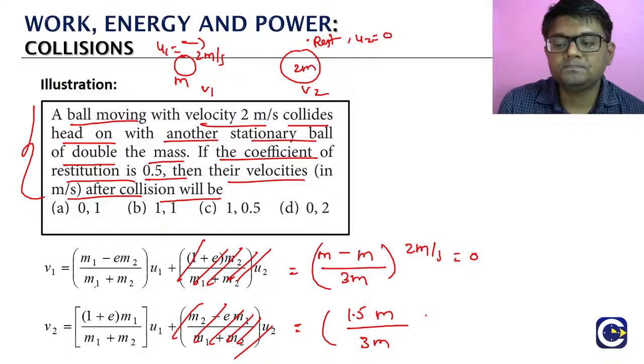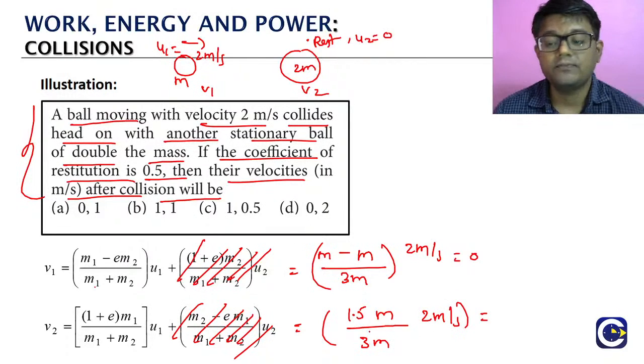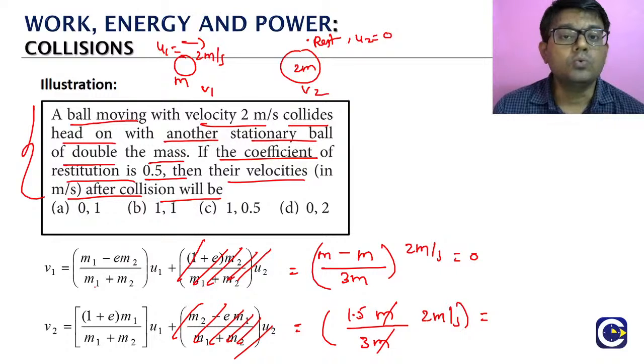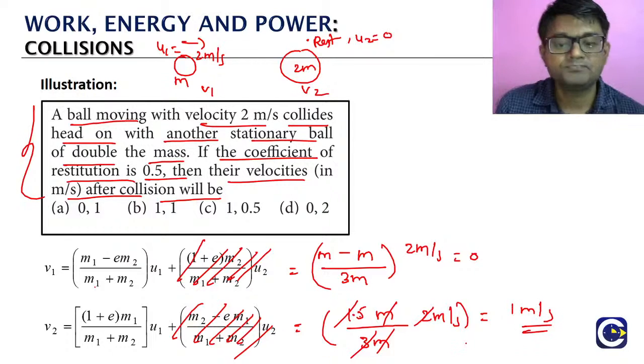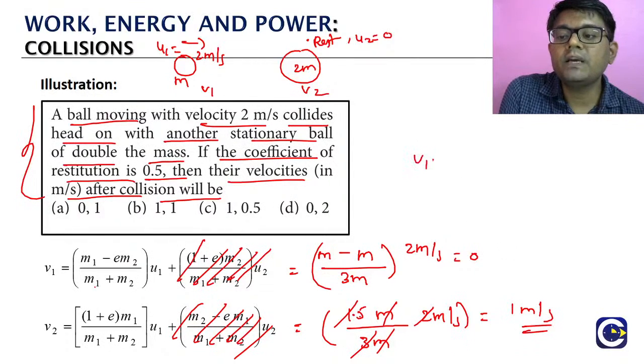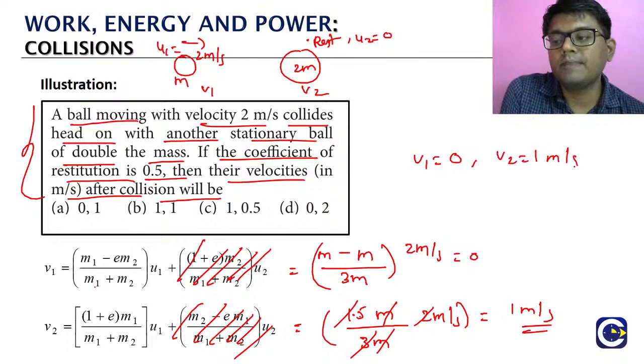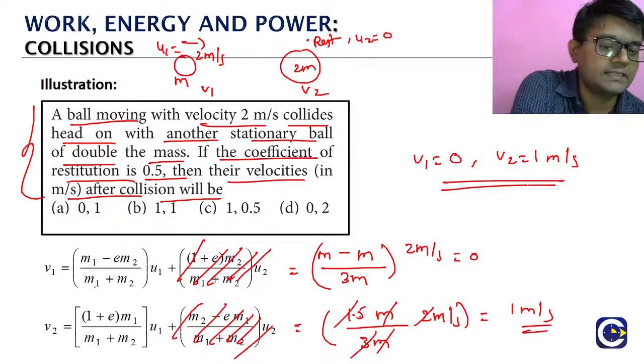What is U1? 2 meter per second. So look at this. M gets cancelled. 1.5 into 2, what is it? 3. There is a 3 in the numerator and 3 in the denominator. So what is it? 1 meter per second. So V1 is equal to 0 and V2 is equal to 1 meter per second. That's it. So what is the correct answer for this?